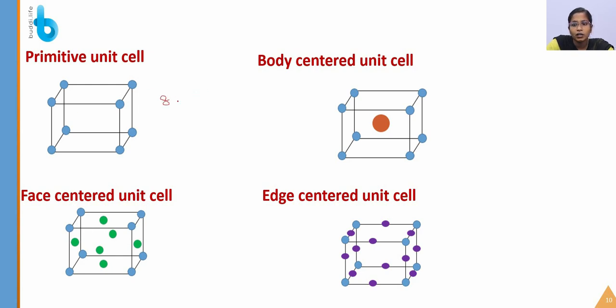So only 8 atoms are there at corners, and the contribution of the corner atom is 8 into 1 by 8. So the answer is 1. So the number of atoms in a primitive unit cell is 1. And next is the number of atoms in the body centered unit cell.